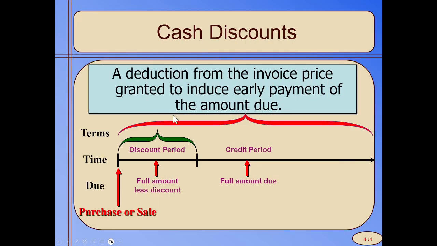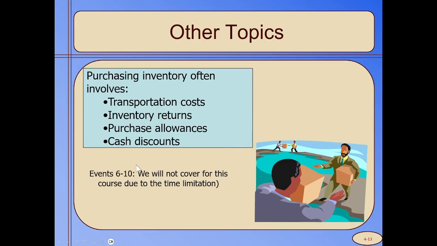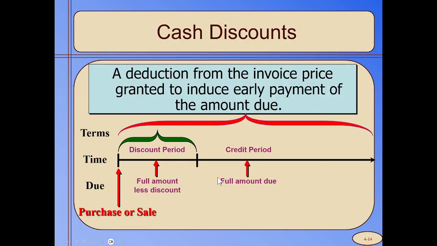So what does it mean, the cash discount? In fact, here we have some transactions, but we will not cover them in this course due to the time limitation. Cash discounts are deductions from the invoice price granted to induce early payment of the amount due. If payment is made during the discount period, a reduction is given. If payment is not made within the discount period, the full amount of the invoice is due. Right? So you can see that we call this a cash discount.